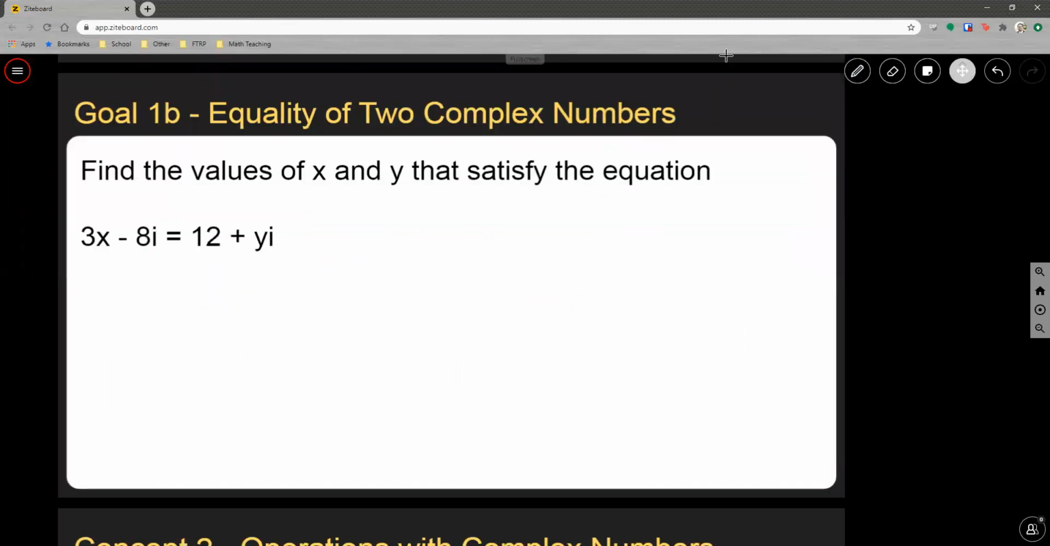All right, so our next goal is just solving for the equality of two complex numbers. This is just the algebra that we're doing here. We're finding the values of x and y that satisfy the equation 3x minus 8i equals 12 plus yi. To solve this, if these are equal, that means the real component is going to be equal to the other real component. So I can solve that and find that x is equal to 4. And also the imaginary component, negative 8i, is going to equal the other imaginary component.